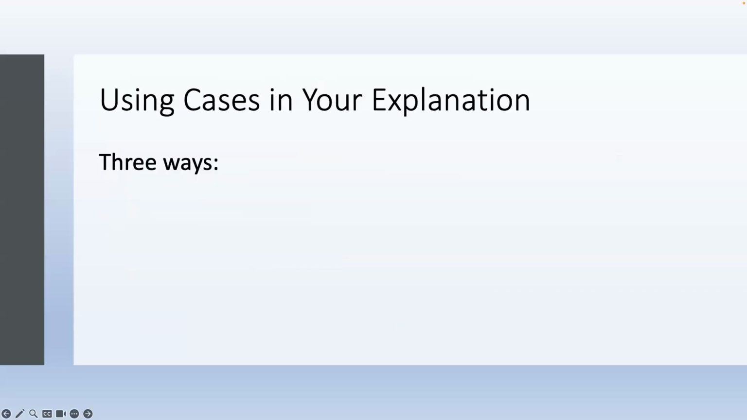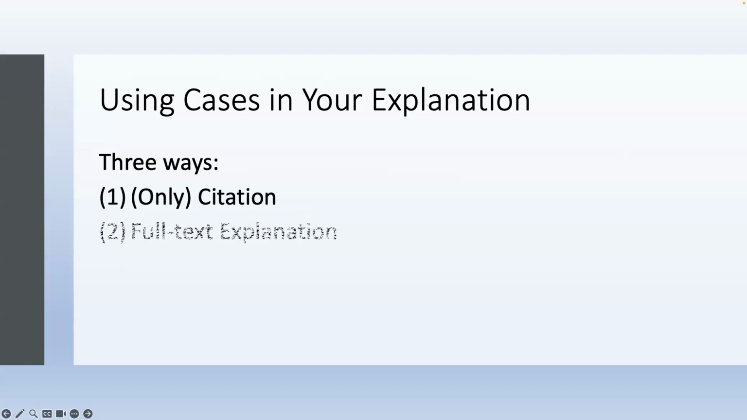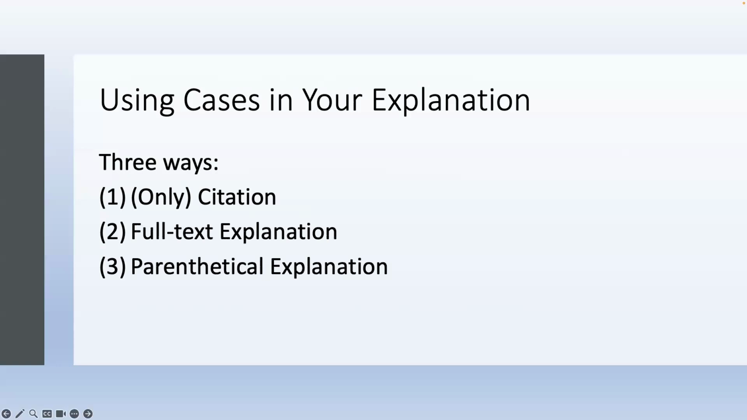So in your explanation section, you're going to use citations three different ways. One is you'll only have a citation, nothing else. Two, you'll have a full text explanation, again, the FHR. Or three, you'll have a parenthetical explanation. Let's see what that looks like.